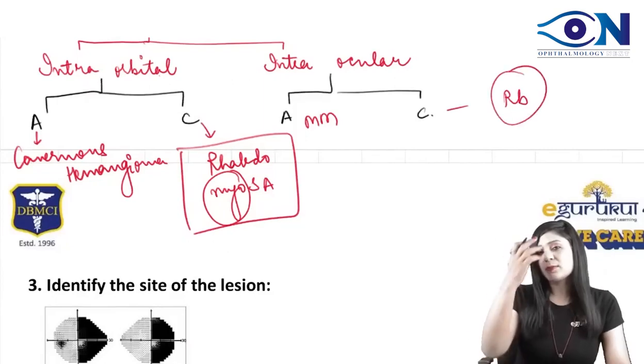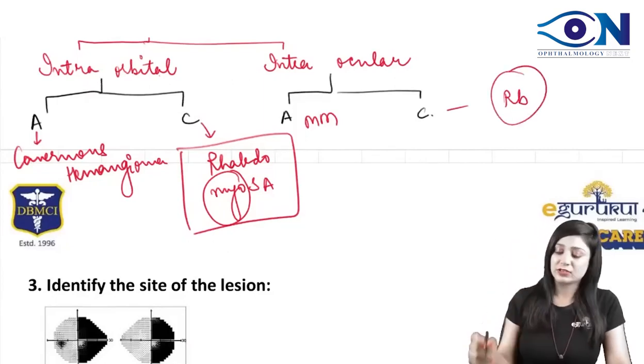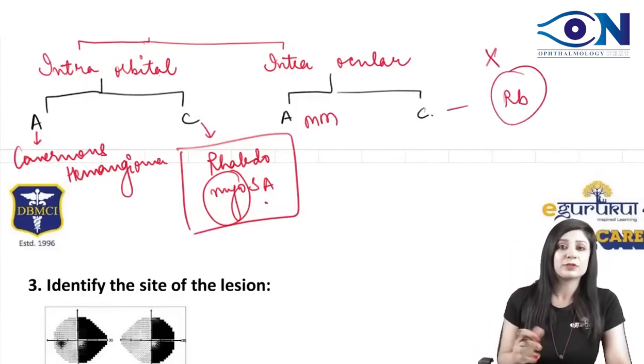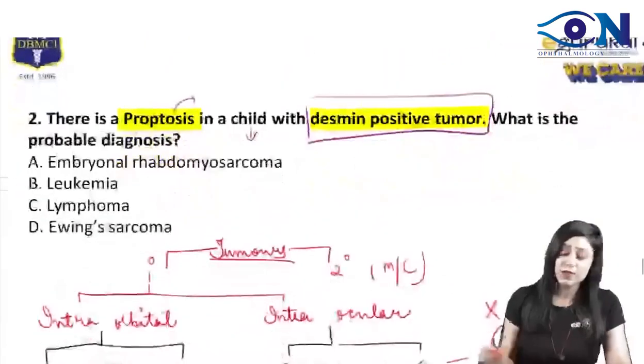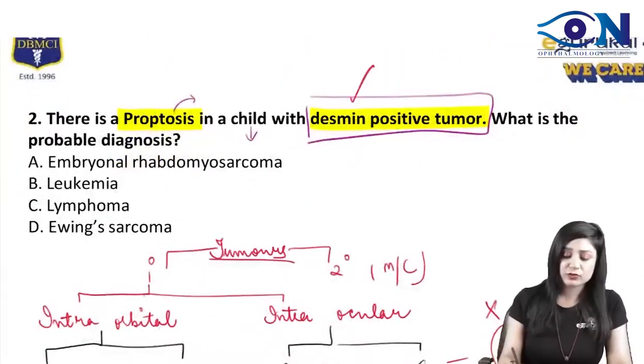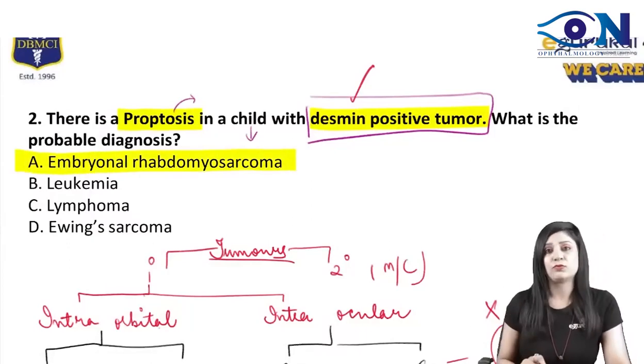Now retinoblastoma is coming from the blast cells of the retina. So this cannot be the answer. So we are thinking in terms of rhabdomyosarcoma, and it's a Desmin positive also. So therefore there is no confusion that the answer will be the rhabdomyosarcoma.